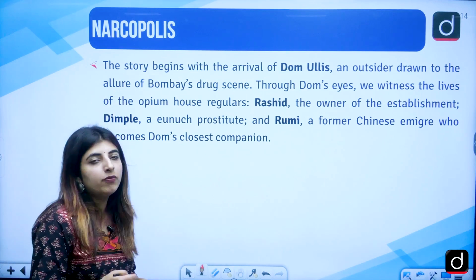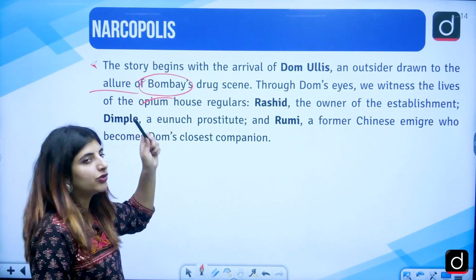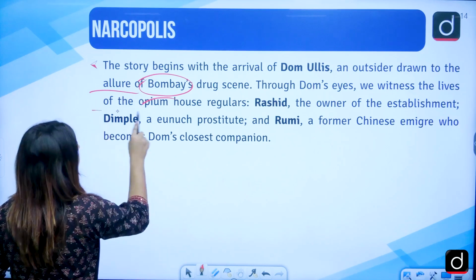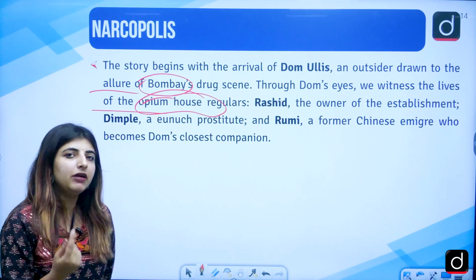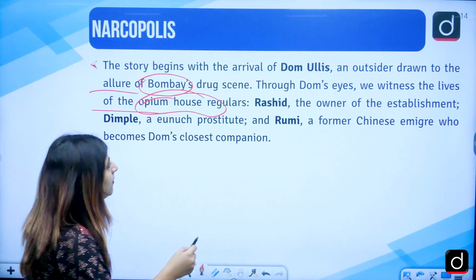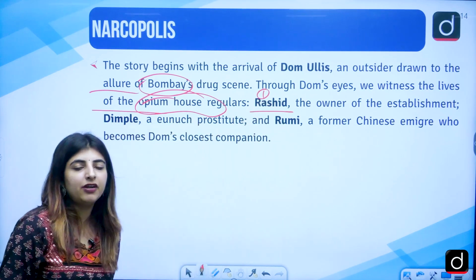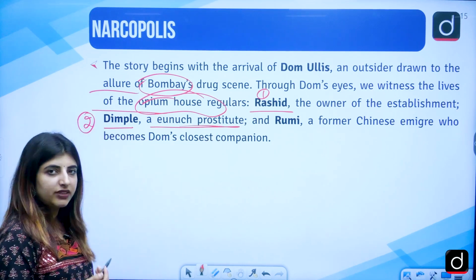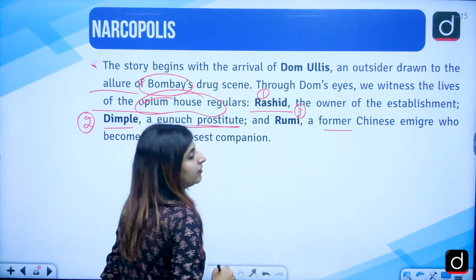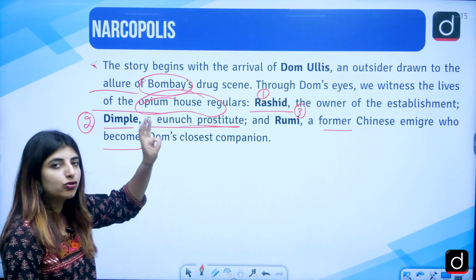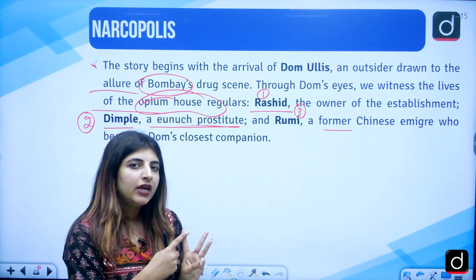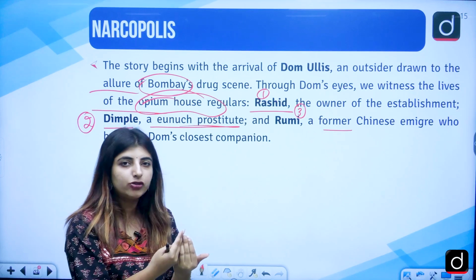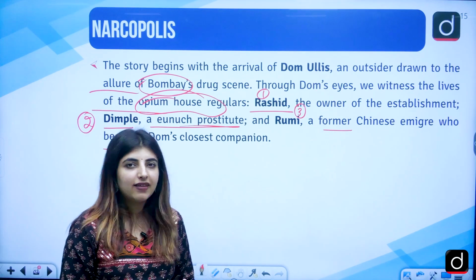The story begins with the arrival of Dom Ullis, an outsider drawn to the allure of Bombay's drug scene. So this is the first character who is drawn to Bombay and its beautiful scenery. Through his eyes only, we witness the lives of the opium house regulars. Who are the people who have opium time and again through the course of the novel? Number 1 is Rashid, who is the owner of the establishment from where this particular drug, opium, is circulated. Dimple, a eunuch prostitute, of course. Third is Rumi, a former Chinese immigrant who becomes his closest companion. So through the eyes of Dom, we see how Rashid, the establishment owner, Dimple, the eunuch, and Rumi, the third, how these three people also develop and how they suffer with the complexities in the course of the novel.